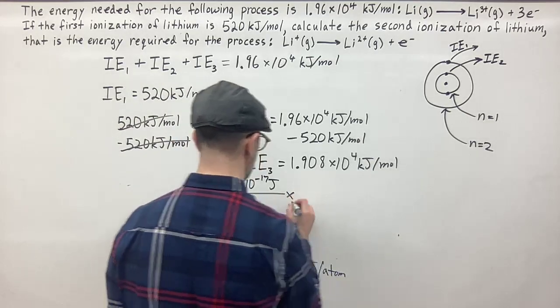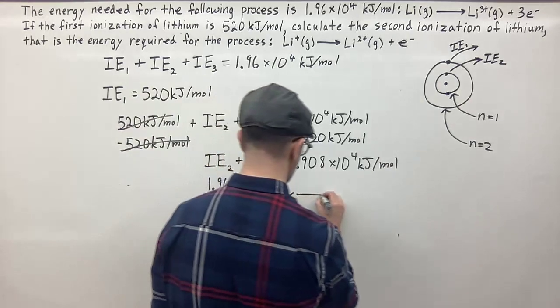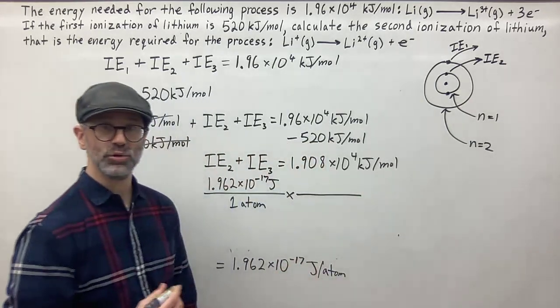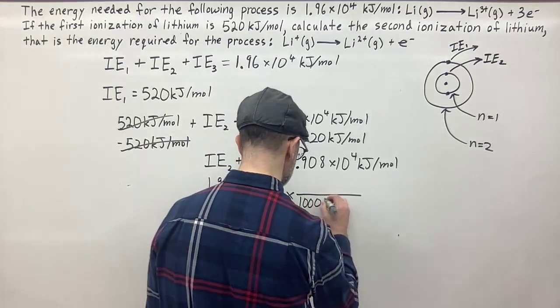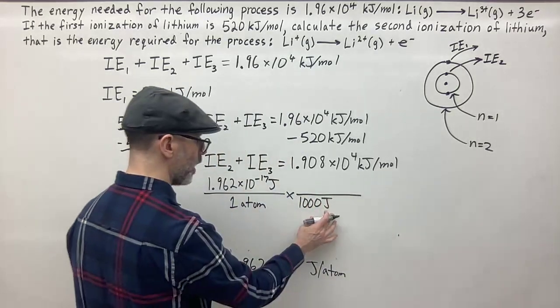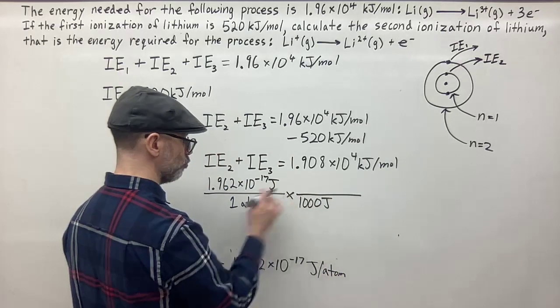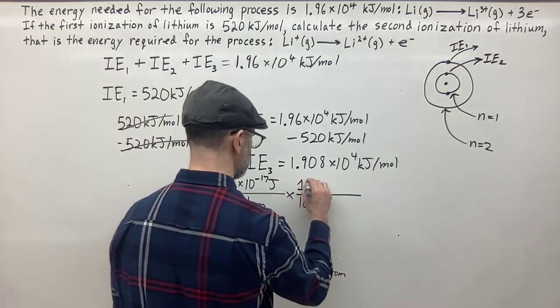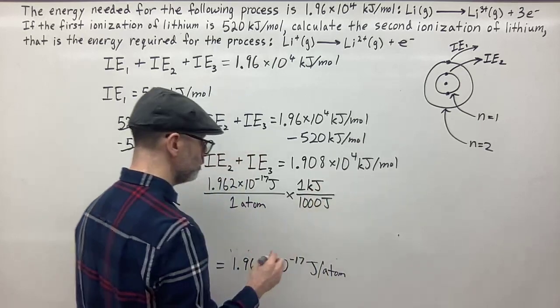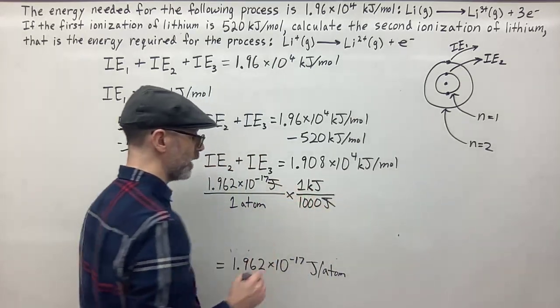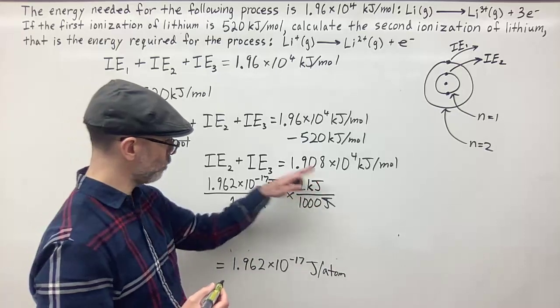So I'm going to convert joules to kilojoules. I know 1 kilojoule is equal to 1,000 joules. So I'm going to put 1,000 joules on the bottom. That's going to cancel out joules and joules. And 1 kilojoule on top. So joules cancel out. Now I have kilojoules on top, so I'm done with the top.